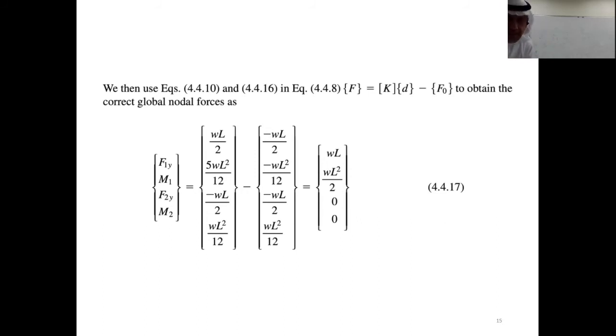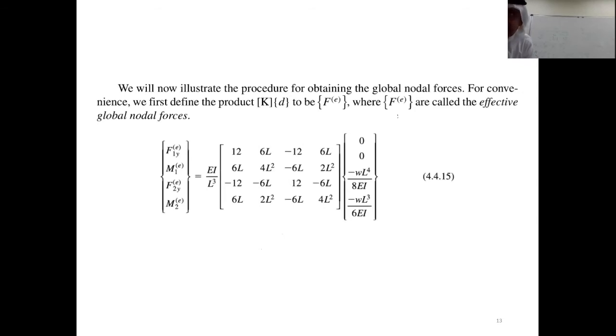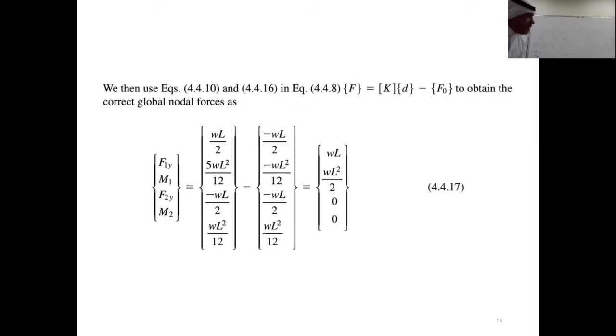Okay? What is F effective? You see F effective? It's K times D, right? So F effective. Now you want to find the reaction. How do you find the reaction? If you know F effective, you multiply K times D. How can you find the reaction? It is F effective minus F naught, right? This is the reaction. So this is how it is done, okay?